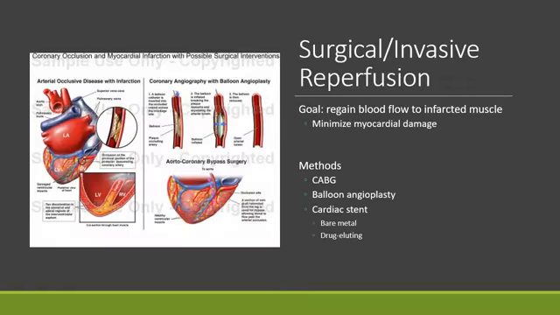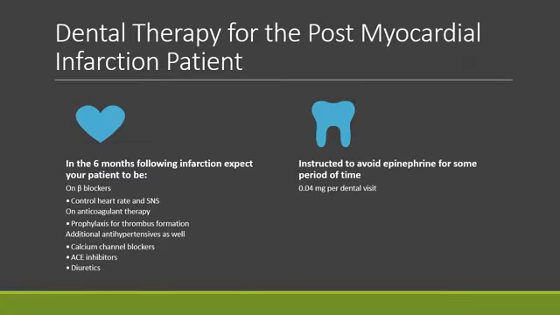Now, in addition to pharmacologic therapy, they may consider surgical or invasive reperfusion therapy as well. The goal there, once again, is to reestablish blood flow to the infarcted tissue to help minimize the damage to the myocardial tissue. And this can be done a variety of different ways. It can be done via coronary artery bypass graft or an angioplasty, where they go in with a balloon and kind of pop open the atherosclerotic blood vessel. They can also consider placing a cardiac stent, and there's two different kinds. There's the bare metal or the drug-eluting stent. So those are some of the different options that they have at hand.